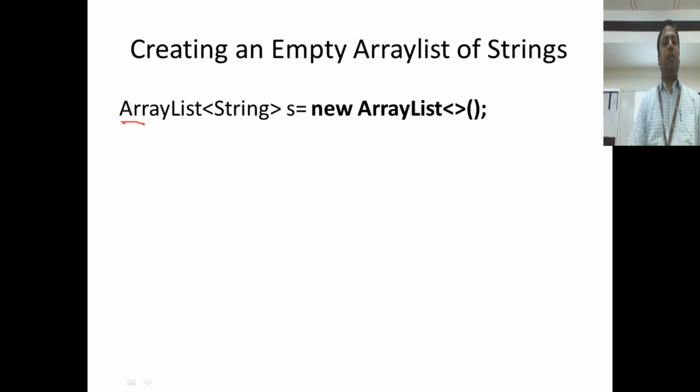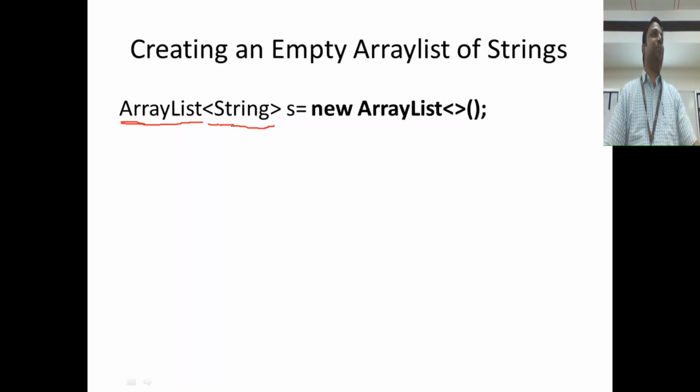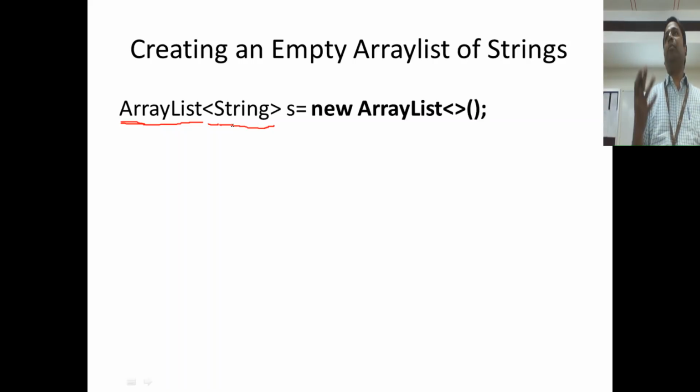How will you create an array list? You give ArrayList, and here you are seeing something new: in angular brackets I'm specifying the type of objects that will be residing in my array list. ArrayList comes under the generic methods and classes in Java. Anyway, we all have learned templates in C++ in your first year. The same concept. So it's a generic class.